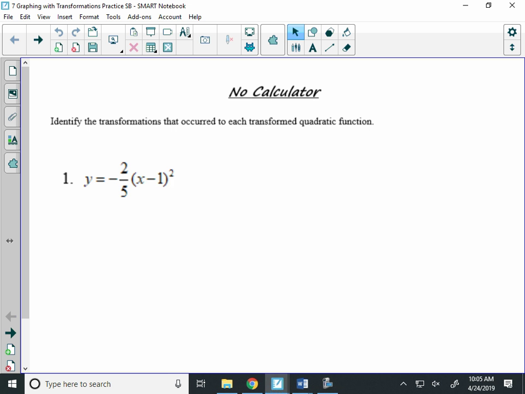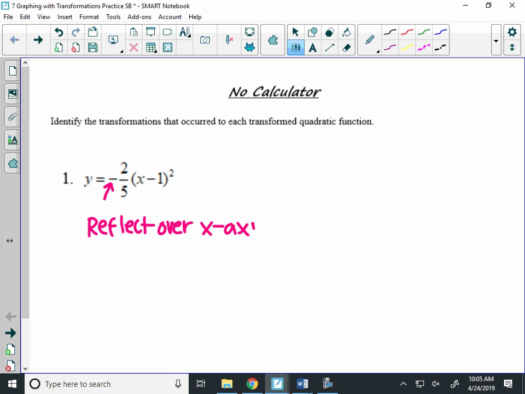So I start with number 1. I start from the left, and I start on the left with a negative. That negative in front of the entire equation means that you reflected over the x-axis. If you reflected over the y-axis, that would be a negative inside the parentheses. Next, we have 2/5. Now, 2/5, the absolute value of that is less than 1. So 2/5 here is a vertical compression, and you can just say by 2/5.